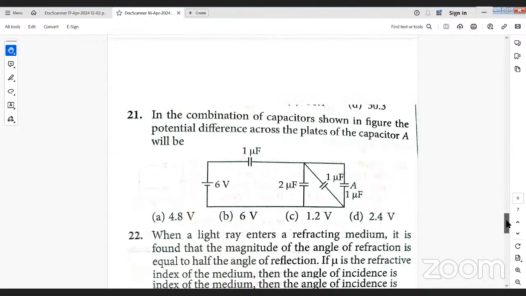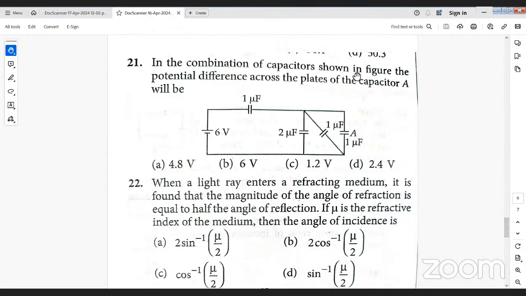Next question. In the combination of the capacitors shown in the figure, the potential difference across the plates of the capacitor A will be. Here the figure is given, and you can see the capacitor A. In this combination of capacitors shown in the figure, the potential difference across the plates of the capacitor A will be.